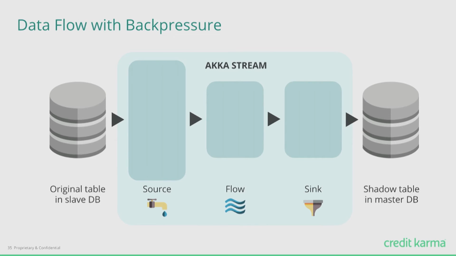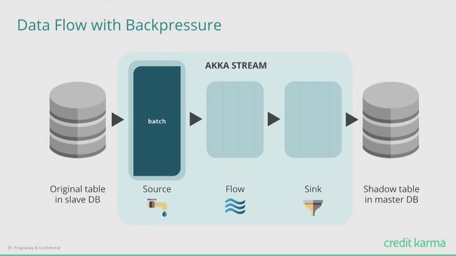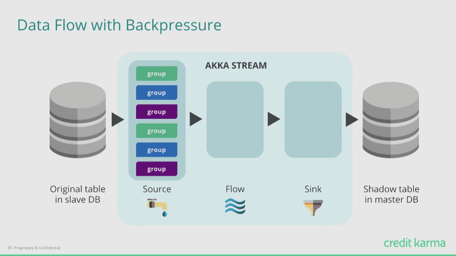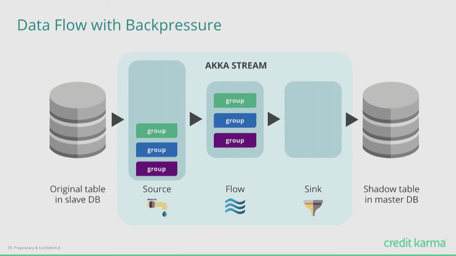So here I'm showing some animation just to show end-to-end how backpressure works. After we fetch from the slave database, based on the group size, the records can be partitioned into groups of equal size. We only fetch the number of groups based on our concurrency level, based on how many threads we assign to run those groups. And at the end, after the flow finished processing each group, they are sent to the sink.